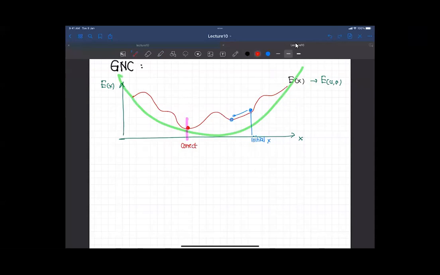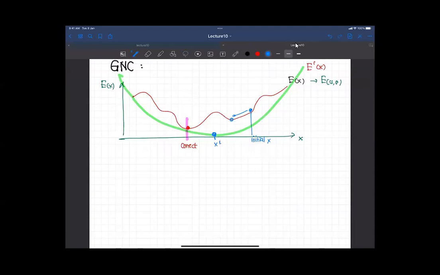But using the green line, what you will get is hopefully a good thing. Let's put something that is predictably good. Okay, something like this. In this case, if you optimize on the green line, you have modified E, E prime of X. So E prime of X is the green line. And if you optimize this, you will get the point there. This is the point that you will get, the first estimation of X.